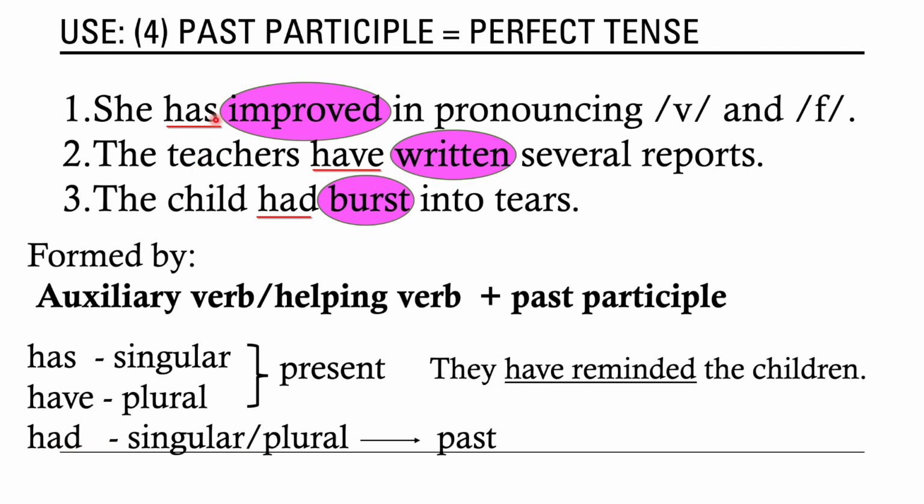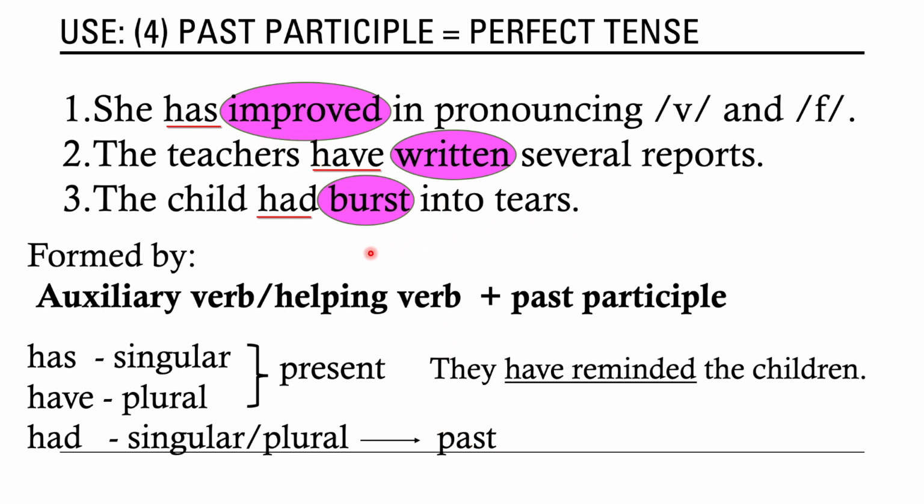So this one, present: she has improved in pronouncing V and F. Has improved, so this is the past participle. This is a regular verb, so we add D. The teachers have written several reports. Written, irregular verb, from write, wrote, written. Why have? The teachers, plural. And then the child had burst into tears. So what's this? Past perfect tense. Past, because had is for past.